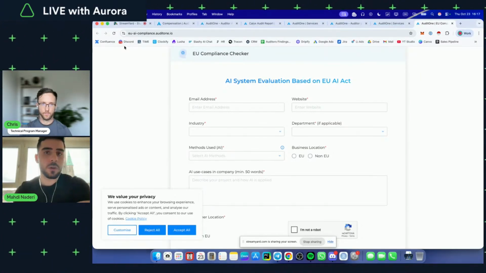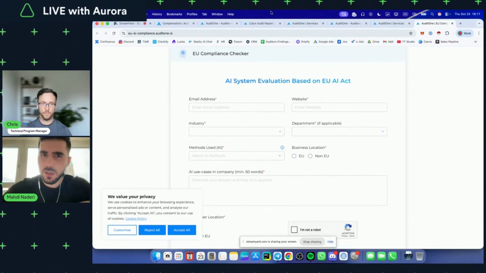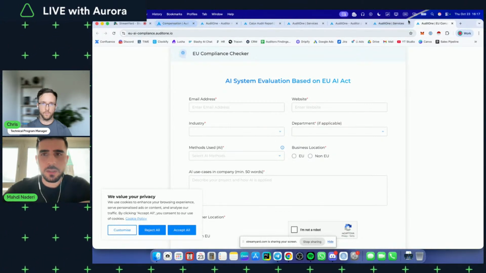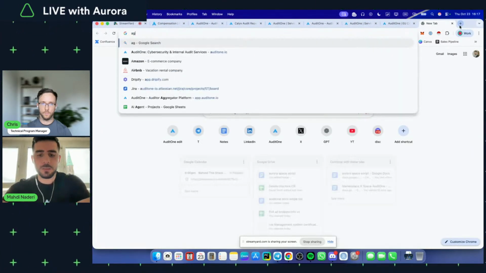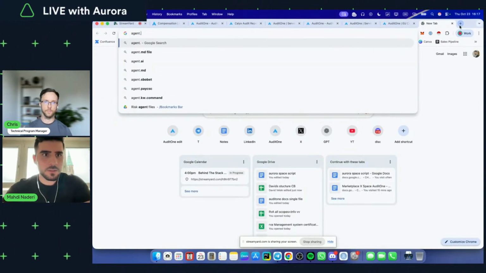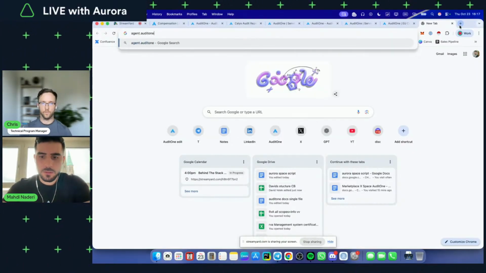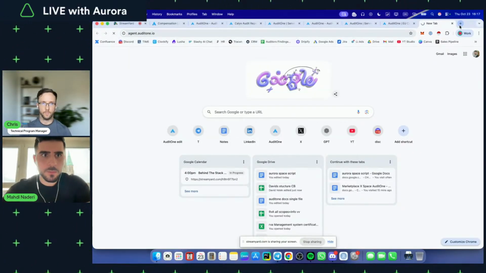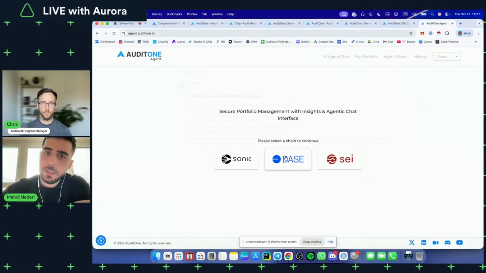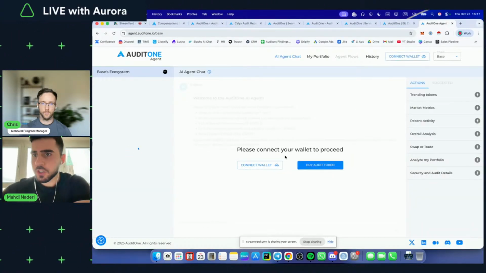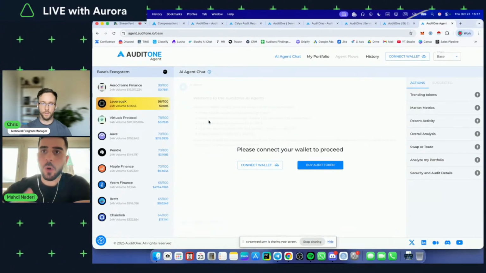But we also have AI tools. One of the AI tools that we've recently developed was the agent. I'm not going to showcase this too much because it's going to require its own session.